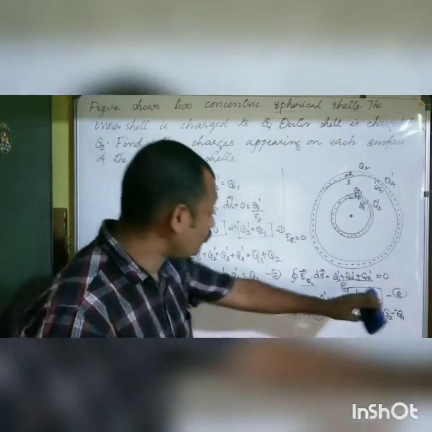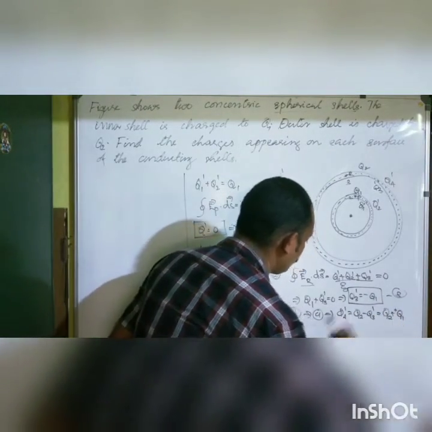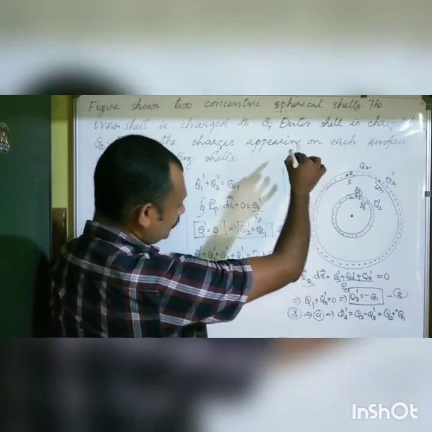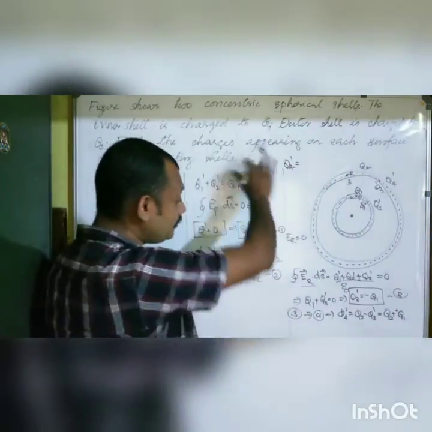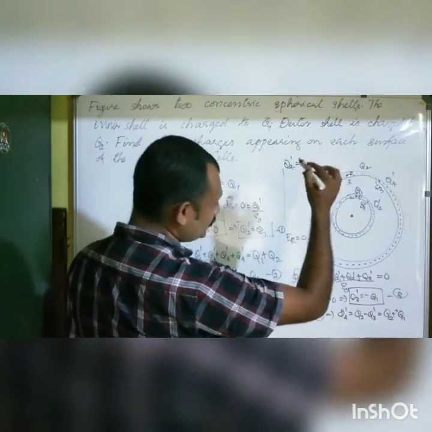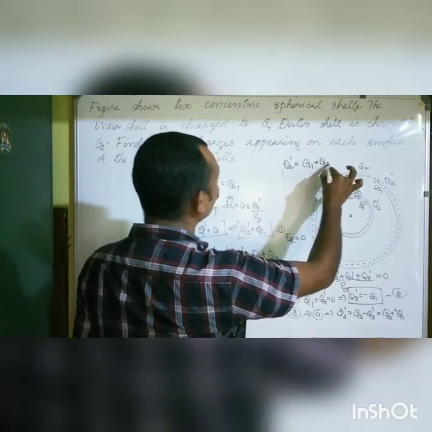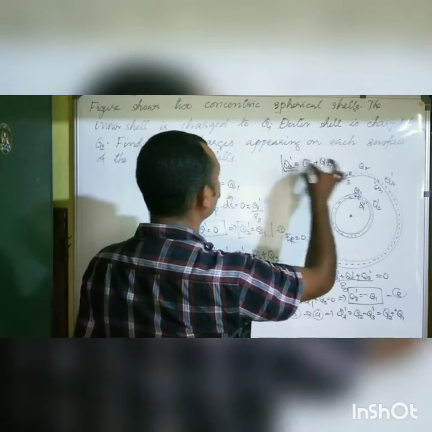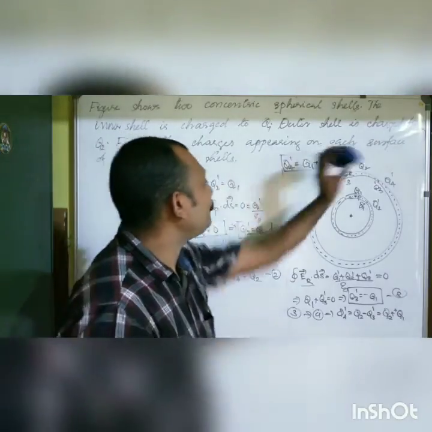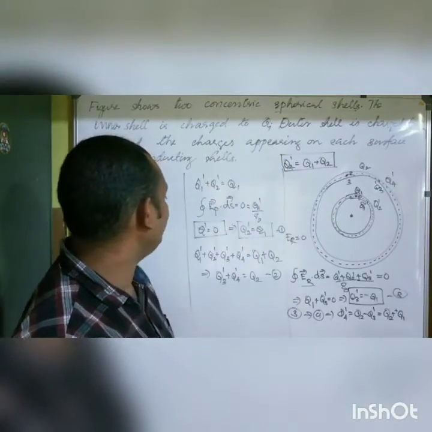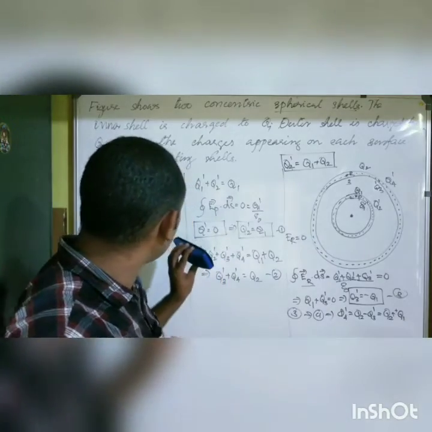What is minus of minus? Plus. So I would say this is Q2 plus Q1. That means I am getting, with your permission I am writing here, Q4 dash is equal to Q1 plus Q2. Q4 dash is equal to Q1 plus Q2. That is the answer we are getting. So finally we are at the conclusion of this problem.